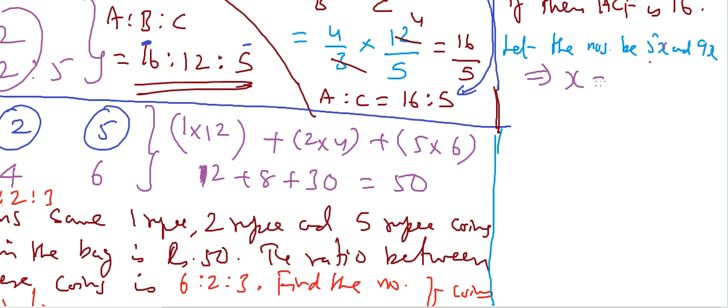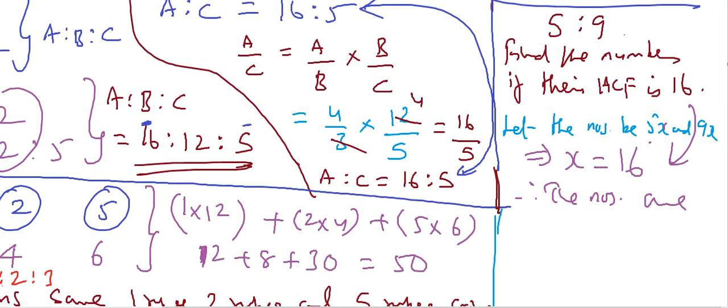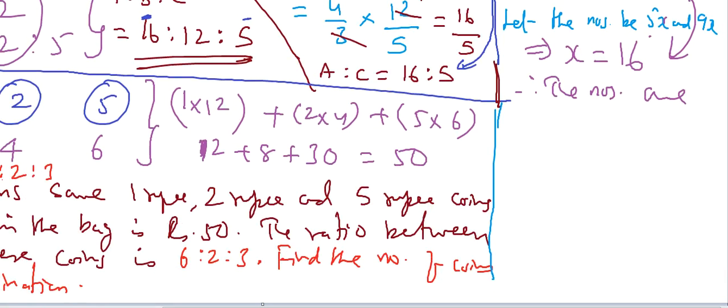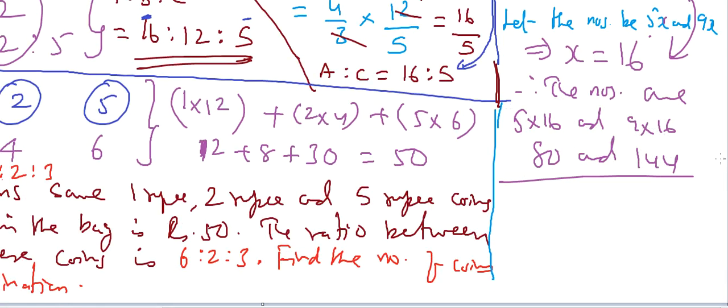So which means x is equal to 16, because it's given HCF is 16. So therefore the two numbers are 5x and 9x. So 5 into 16 and 9 into 16, which means they are 80 and 144. So these are the two numbers. So you can verify their HCF will be 16.